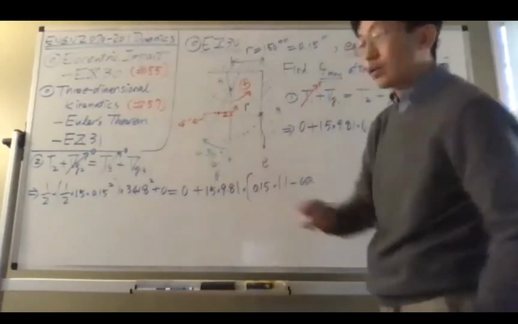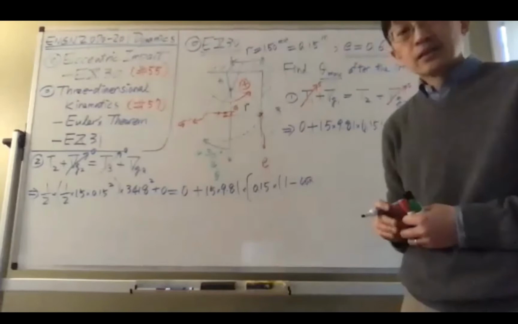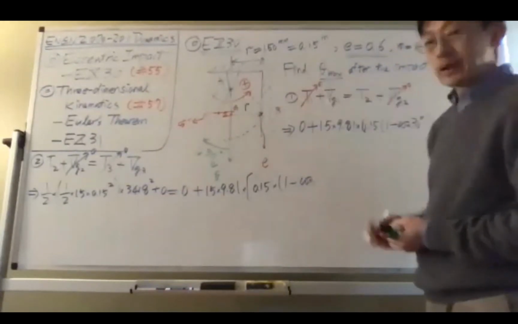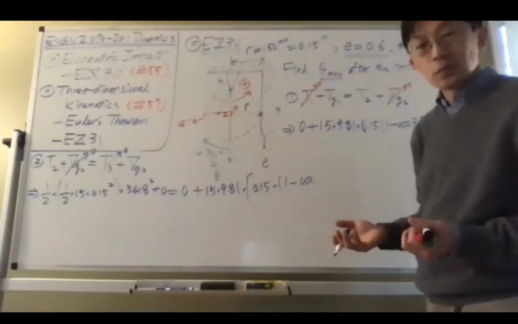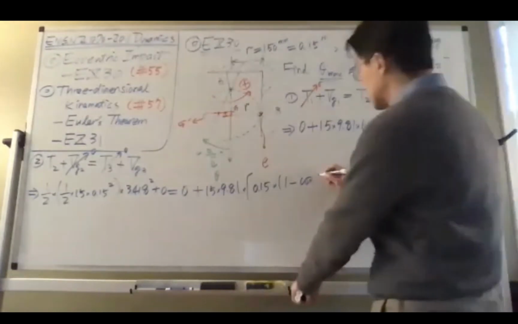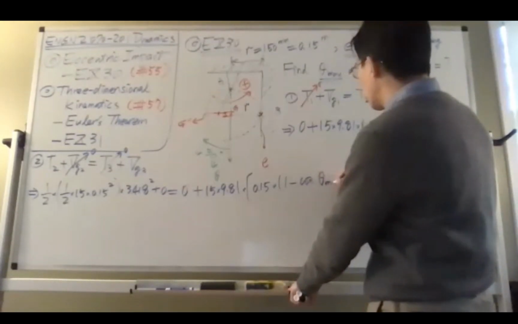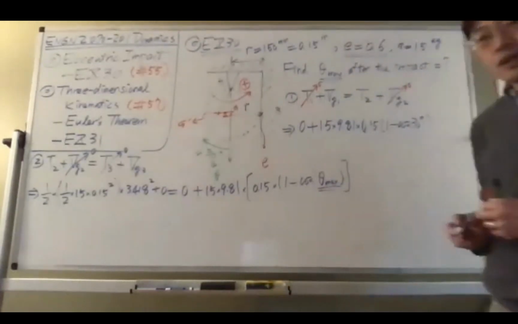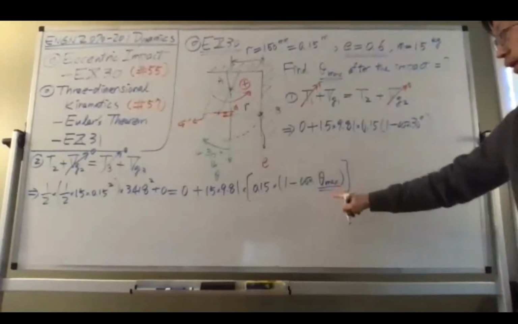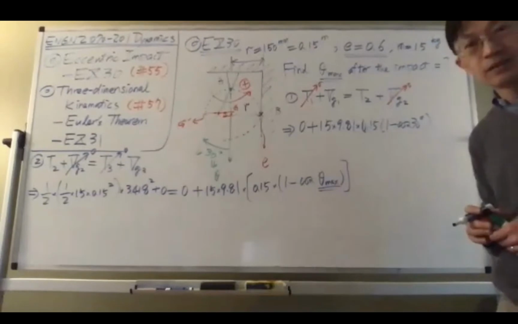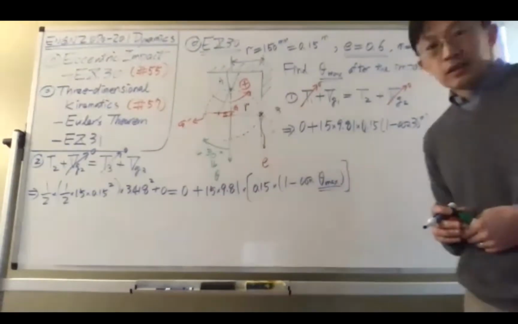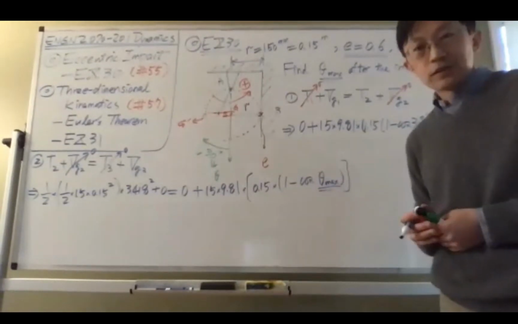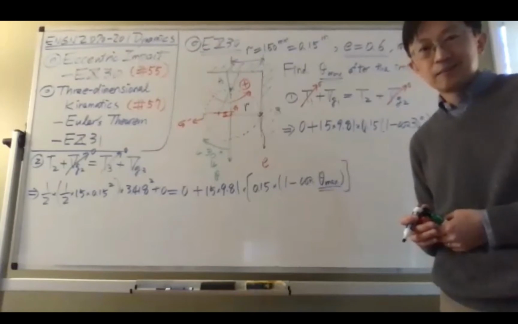Now, before, we knew the angle was 30 degrees. Right now, we don't know the angle. So you're going to assume this to be theta maximum. So this is cosine theta maximum. Once again, we have one equation for one unknown. Can we find it? We can determine the value of theta maximum, right? Yes.